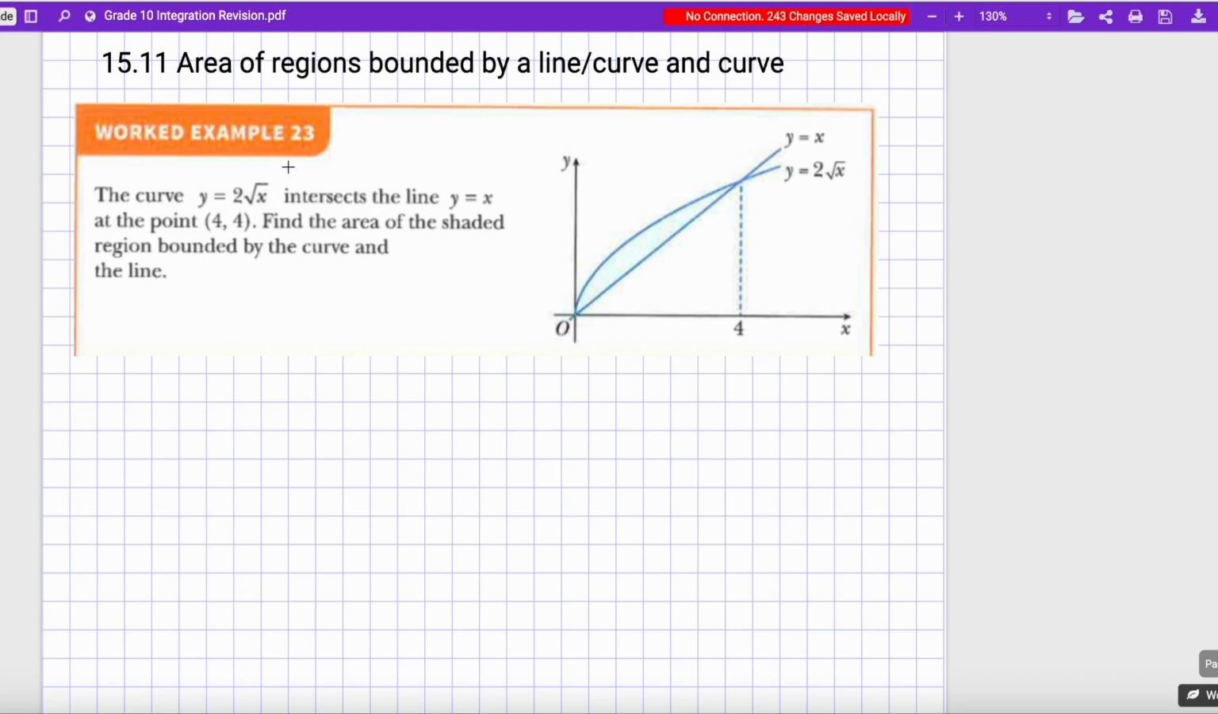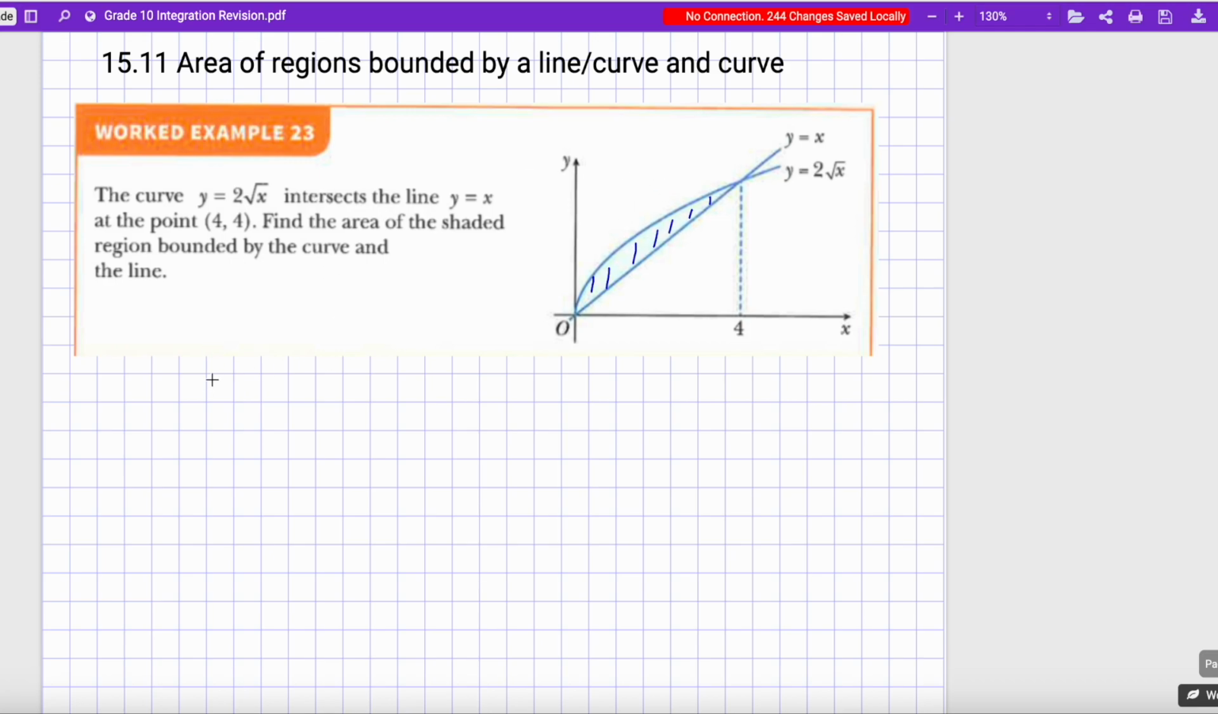All right, so if you look at this example, the area that we wanted is actually between the curve 2 root x and x itself. If you can't see it, it is basically around here. Okay, so what is the technique to actually find that area bounded by the region?